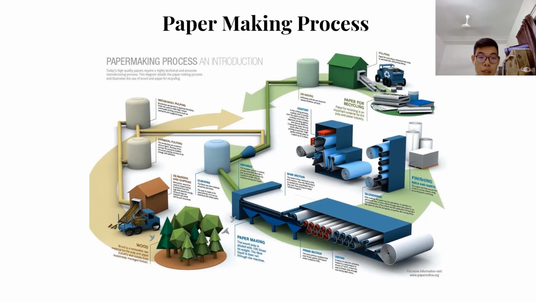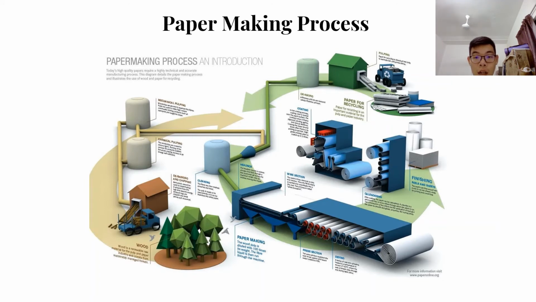So this is the diagram for paper making. We can see at the bottom here, there's wood, there's a forest. After the forest trees have been chopped down, they undergo debarking and chipping to become wood chips. Then they undergo the pulping process, which has two types of methods, the mechanical and the chemical pulping methods. Then it undergoes bleaching or cleaning before it enters the paper making process.